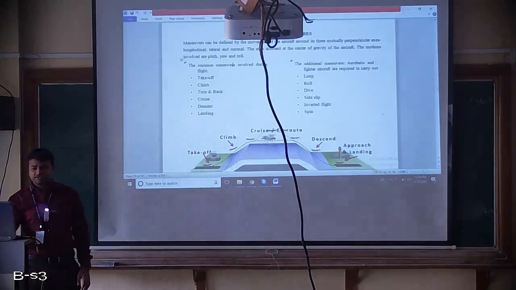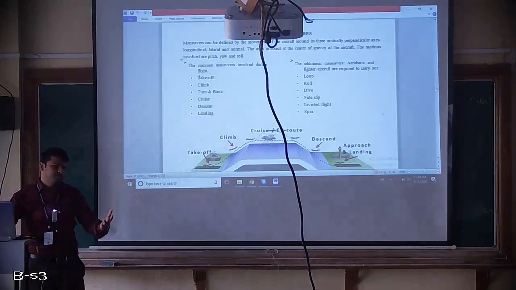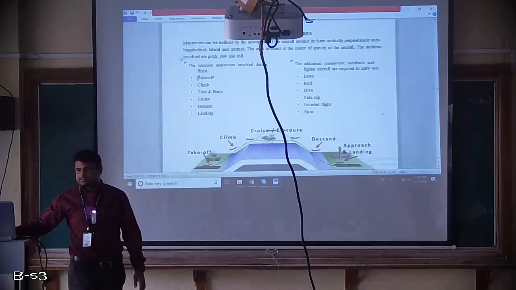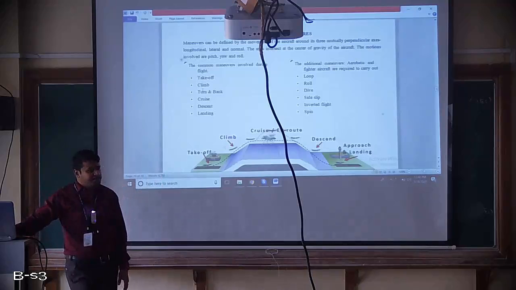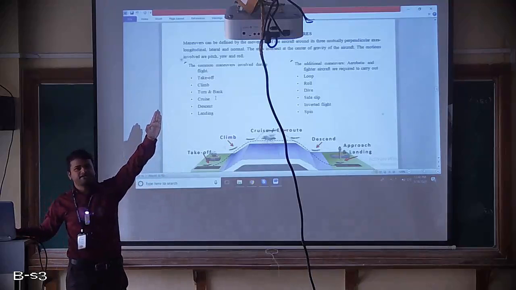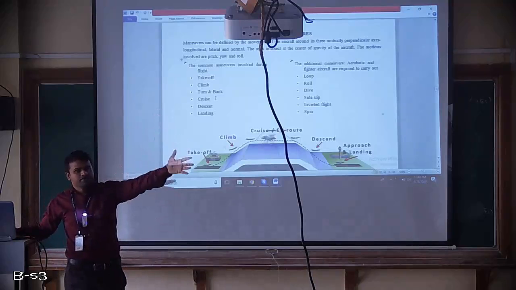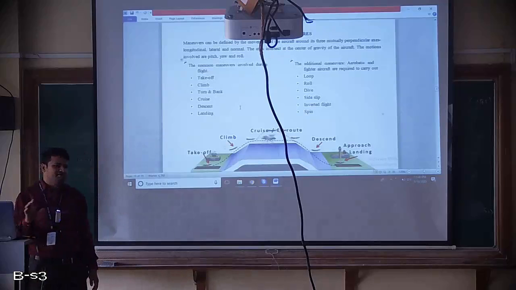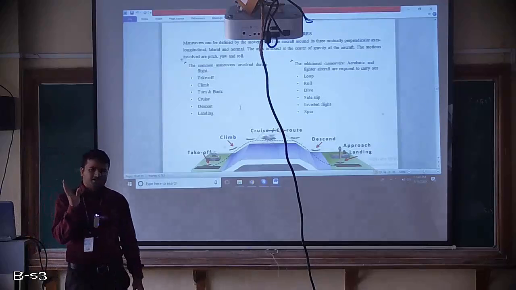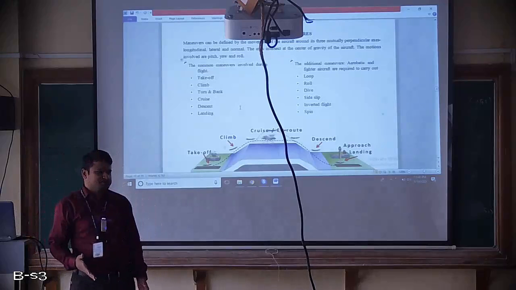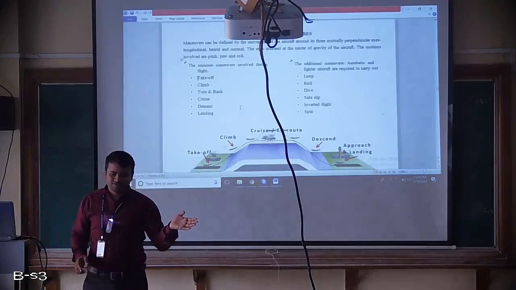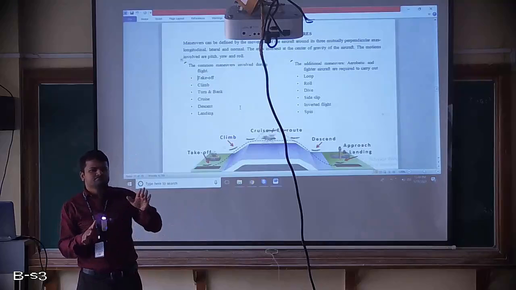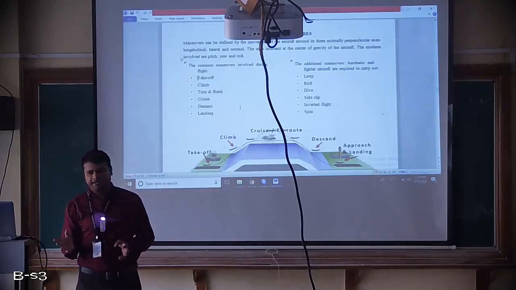So it includes what? Takeoff. You know what takeoff is already. That means taking off the aircraft from the ground. Then climb. After taking off, what will happen? It has to climb in the air, right? So that is called one more maneuver. And after that, turn and bank. After climbing, what will happen? It will be in airborne condition. At that time, it has to go through certain maneuvers like taking a turn, banking, and all those things.